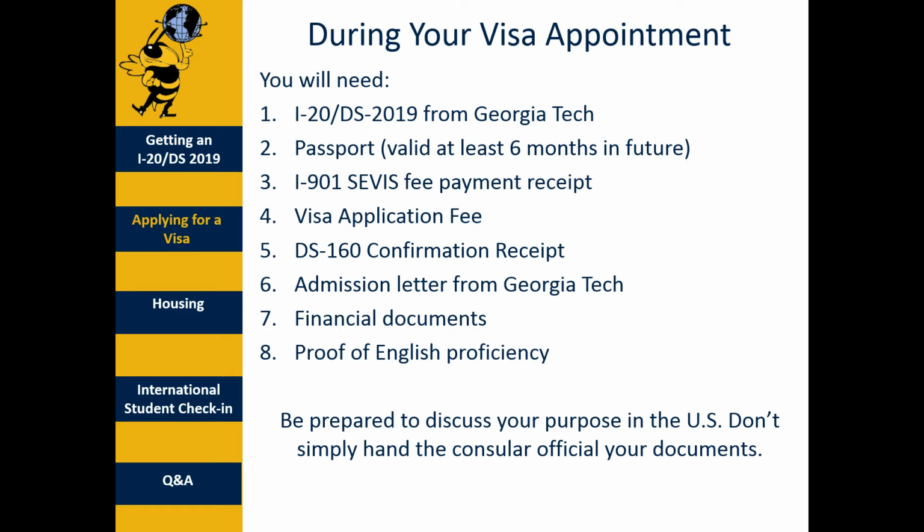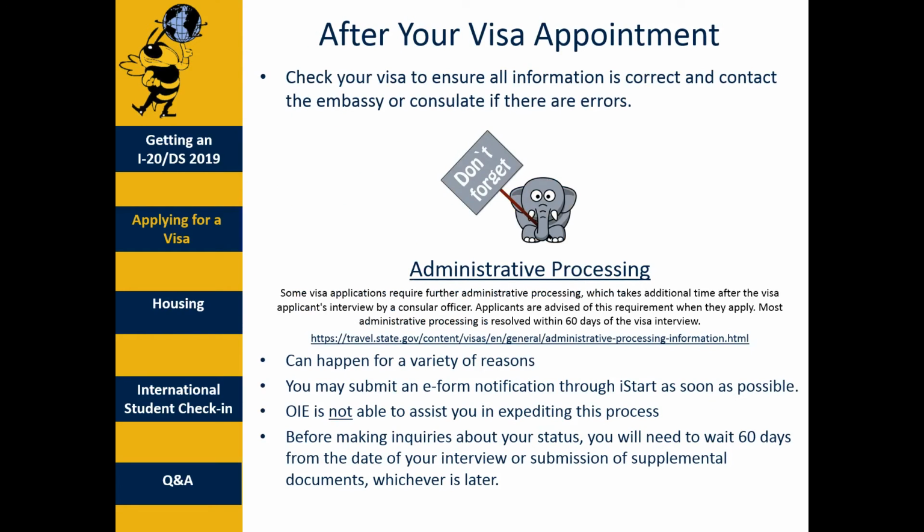While you bring these documents, please be aware that it's important that you are able to speak to the visa officer about your reasons for coming to the United States and studying at Georgia Tech. You'll simply answer their questions and explain what you're doing and why. After your visa appointment, check your visa to ensure that all the information on it is correct, and contact the embassy or consulate immediately if there are errors. Make sure you do this carefully.